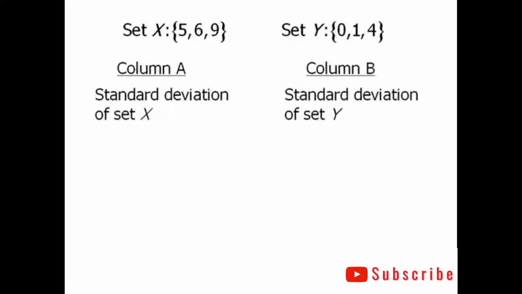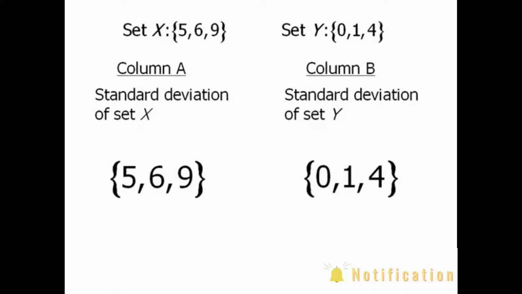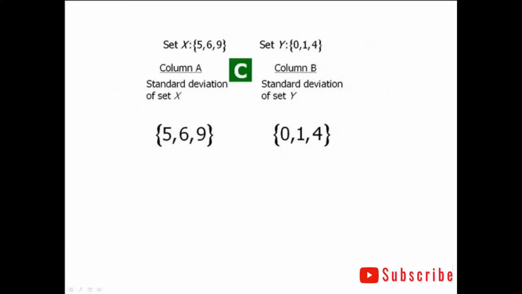Okay, loosely speaking, we can say that standard deviation is a measurement of how dispersed a set of numbers are. So if we examine our 2 sets here, we can see that the first 2 numbers of each set differ by 1, the second 2 numbers of each set differ by 3, and the outside numbers differ by 4. So from this, we can see that both sets are equally dispersed, so our answer must be C.